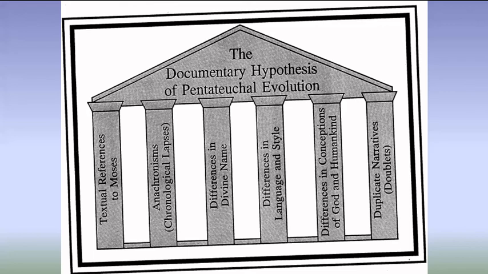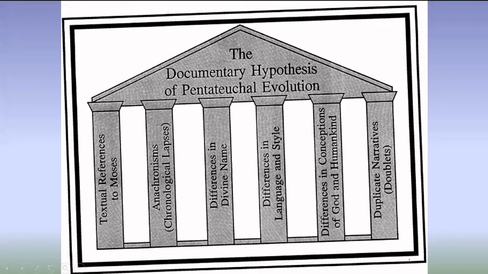Criticism 3, differences in language and style. For example, the J source refers to Mount Sinai, where the E source refers to Mount Horeb, the same mountain but a different term. Well, here's the response: style depends on content. One person is capable of writing many different types of materials, and the variety in language and style may just be one author giving a little variation in his own personal writing.